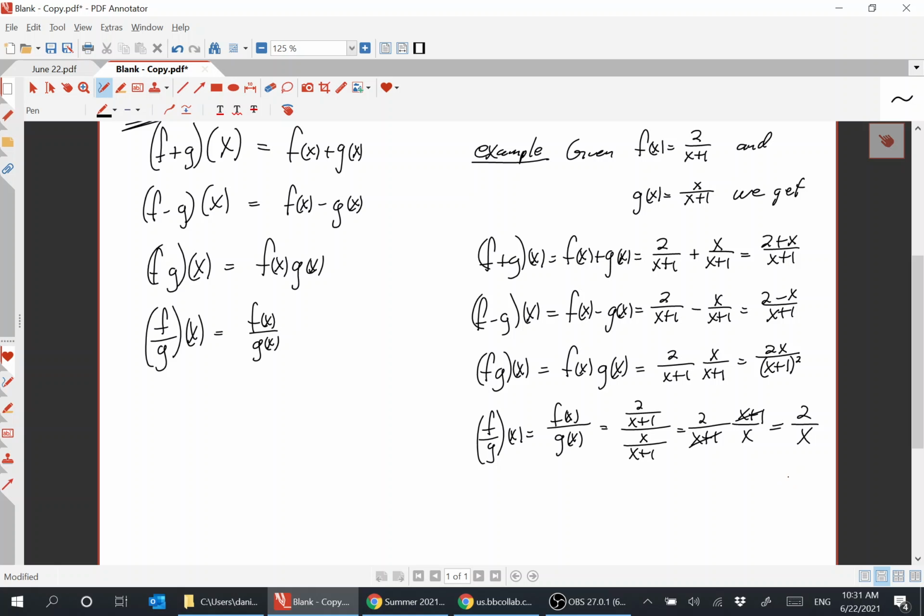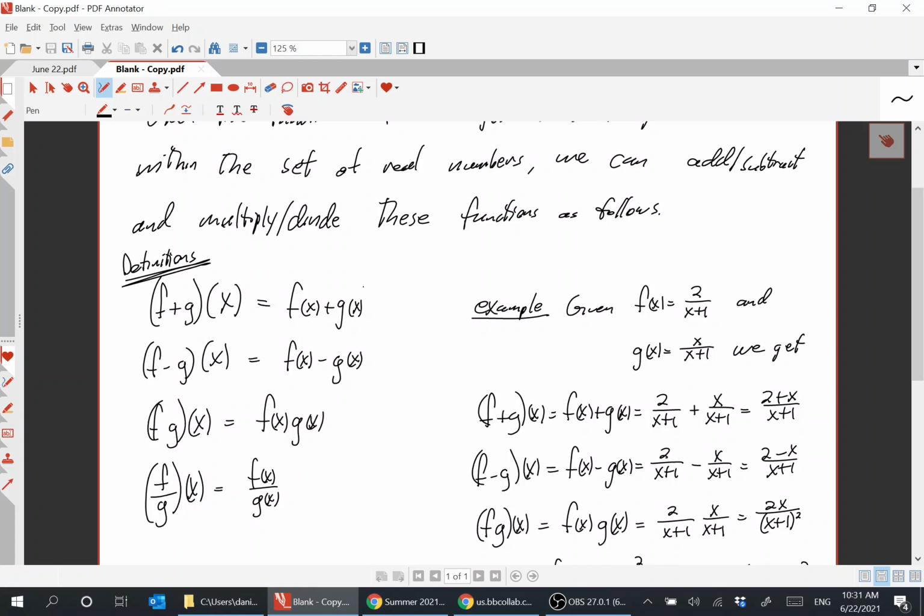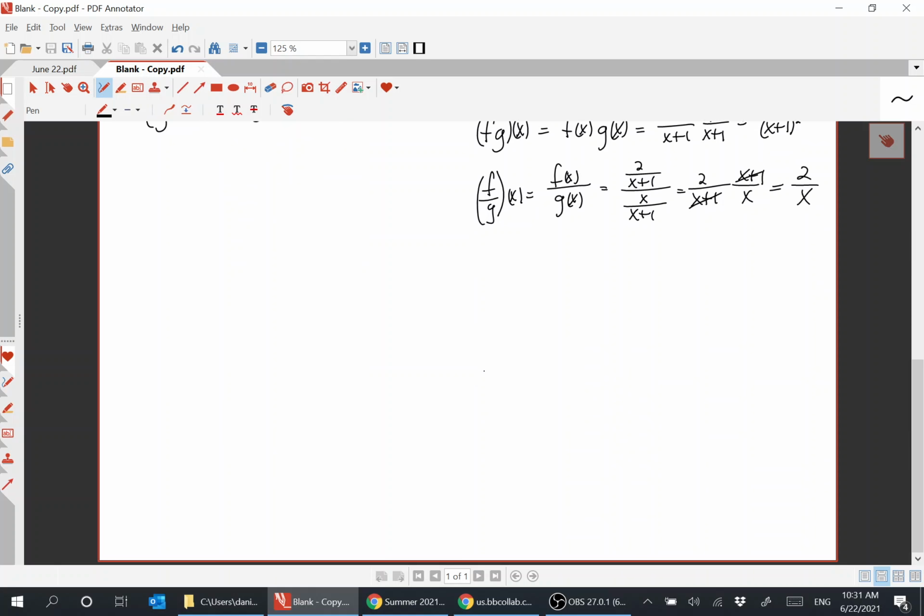So adding, subtracting, and all that kind of stuff you can do with functions whose ranges are in the real numbers. In other words, real number valued functions. So that's one way of combining functions, but the way that comes up the most is called composition of functions.